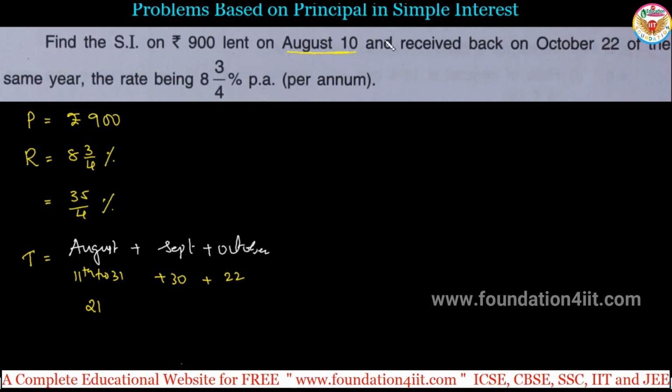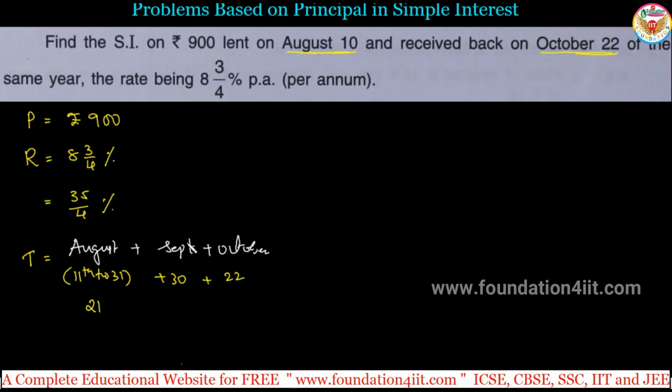Starting date should not count, the ending date should count. Remember that. So 11th to 31, 21 days you can count. And September 30 days, October till 22nd. Whichever date is given, till that date, the date also is counted. 21 plus 30 plus 22, so total 73 days.